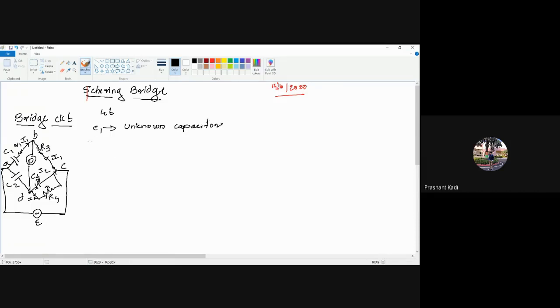Okay. So in the first arm AB, there are two elements connected in series. One is C1 and the second one is a small resistance R1. Normally this series resistance represents the loss in the capacitor.